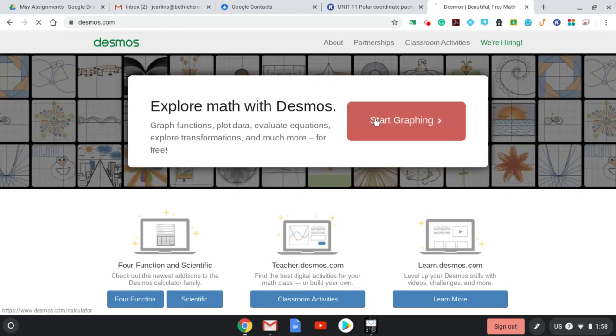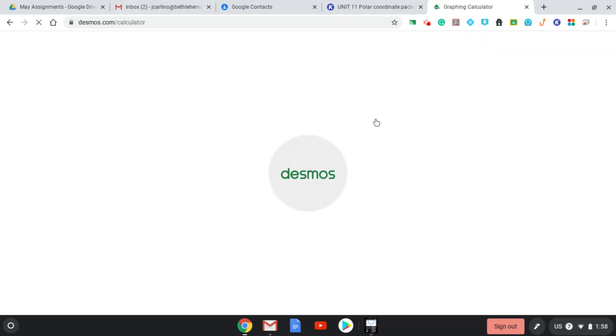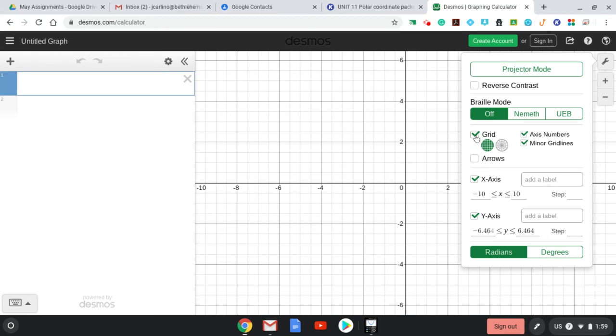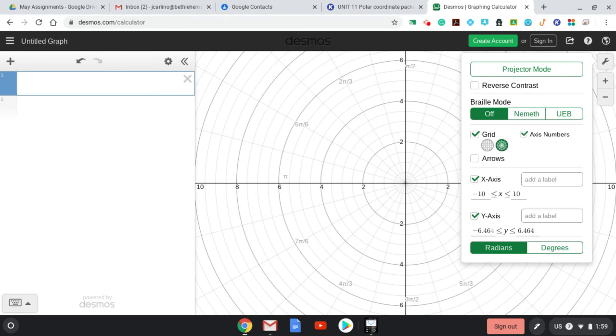I'll follow you through right now. All you need to do is start graphing. There's no need to sign up for anything. You type in the equation, and it'll do the graph for you so you can check if you're right or not. But the first thing you want to do before we start graphing is notice we're on a rectangular XY grid. You want to change that to a polar grid. You go up to the little wrench in the top right-hand corner, and you'll notice where it says grid. Right now, the rectangular grid is highlighted. You want to highlight the polar grid, and look at that, it pops out. Then you can just click out of that.